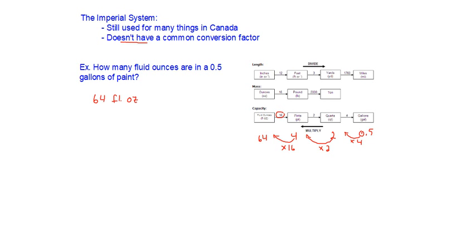And if we wanted to go the opposite way, instead of multiplying, we would divide. So there's a quick summary of how to do some conversions in some of the different systems of measurement.